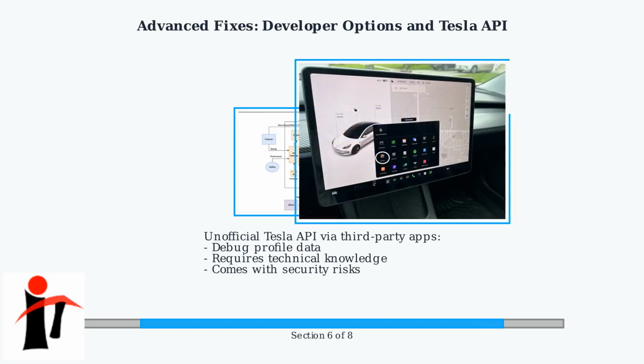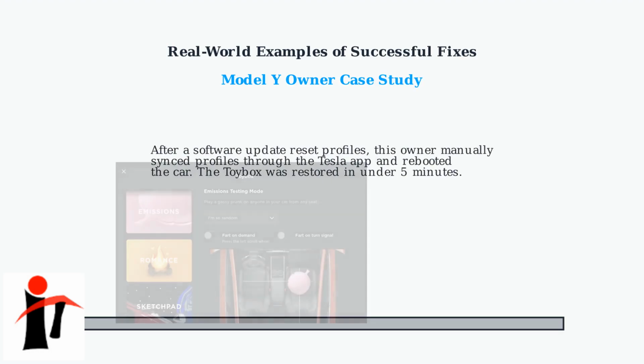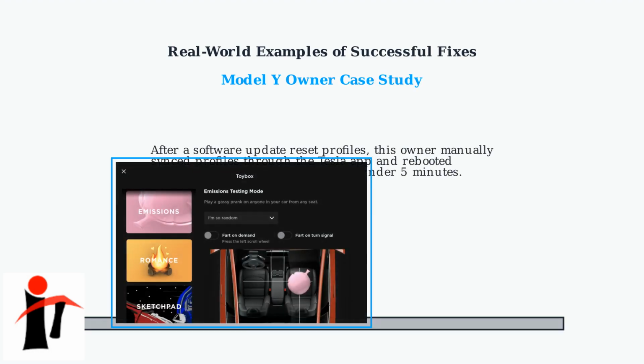After applying these advanced fixes, verify the Toybox is working by accessing the feature through the car's app menu, ensuring all changes take effect. Real-world examples show that many Tesla owners have successfully fixed the Emissions Toybox issue using the troubleshooting steps we've discussed. For instance, a Model Y owner encountered the issue after a software update. The problem was resolved by manually syncing driver profiles through the Tesla app and performing a full vehicle reboot. This quick fix took less than 5 minutes.